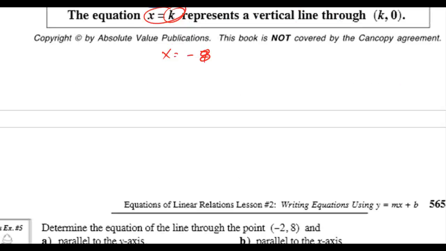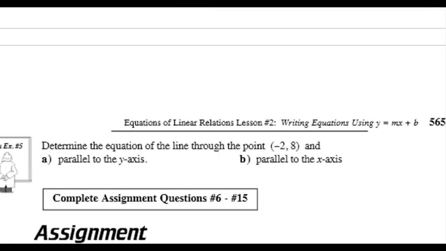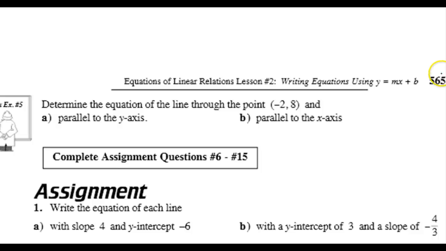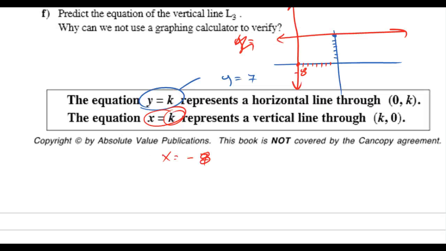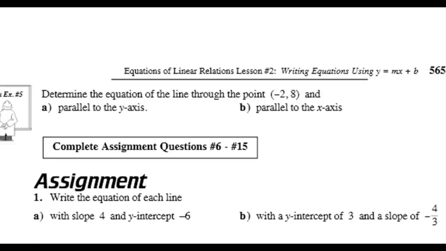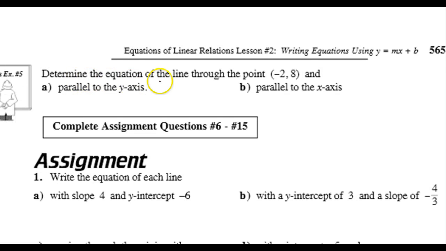Okay, thanks for watching, guys, and we'll actually, no, there's one more question here, so stay with me for this last one. Determine the equation of a line through the point (-2, 8), and it's parallel to the y-axis. So here we can get this because we know our rules for horizontal and vertical lines. So determine the equation of a line through the point (-2, 8) and parallel to the y-axis.